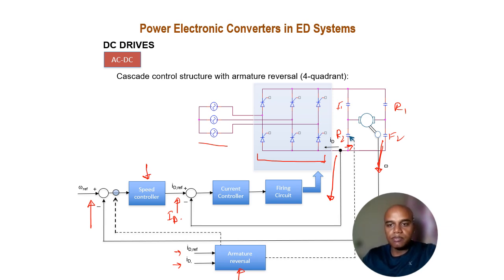Please keep in mind that we are talking specifically about the DC drive. The DC drive is very easy to control because we have a separate current for the flux and a separate current for the torque control. As we know, ID, the direct axis current, is capable of controlling my flux, whereas the quadrature axis current is able to control my torque.